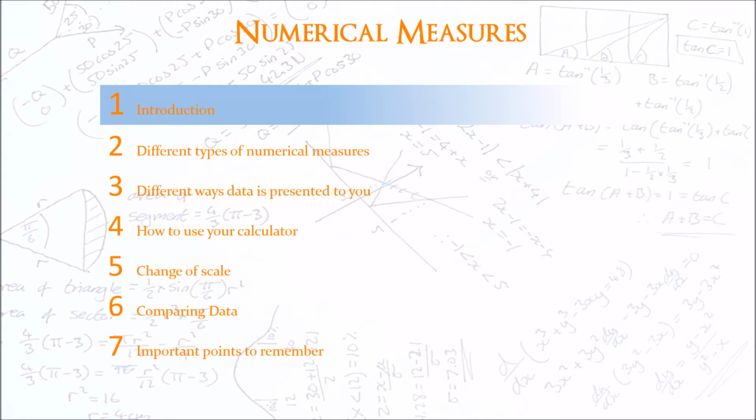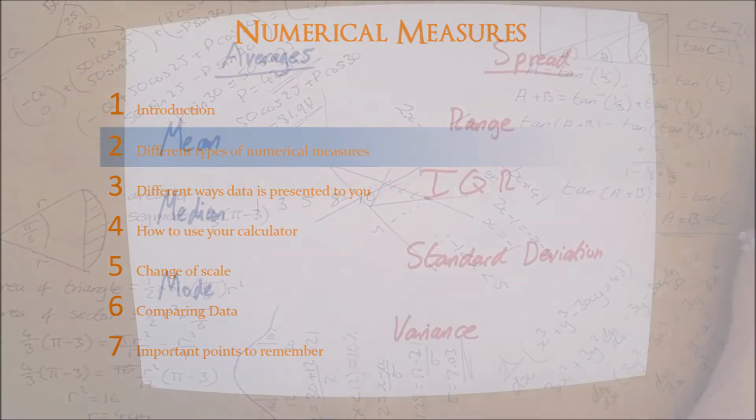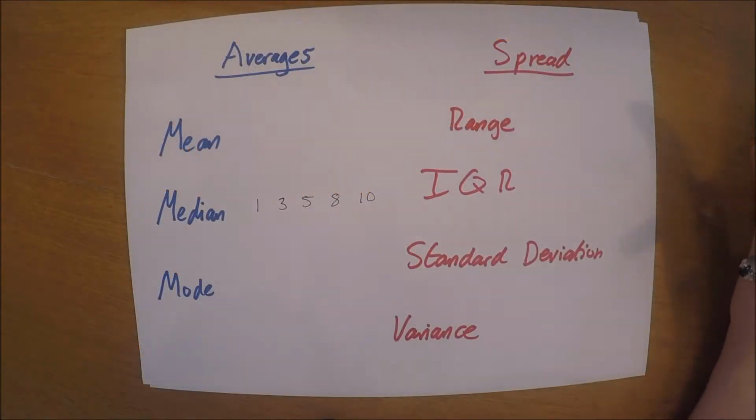The mean, median, range, etc. are all examples of numerical measures. These are statistical properties that allow statisticians to better understand, interpret, and make predictions on data. Right, so on numerical measures, it's split into two main categories.